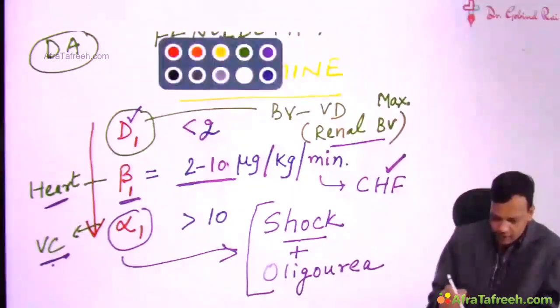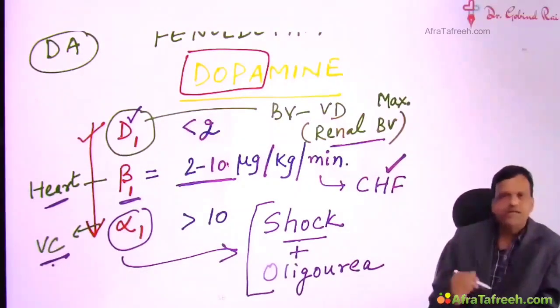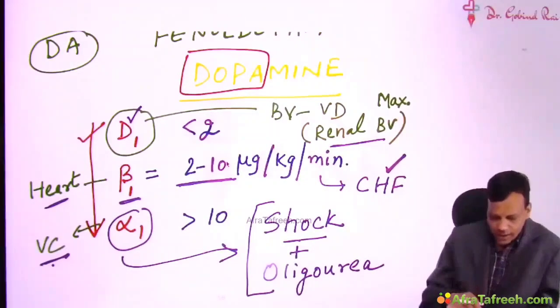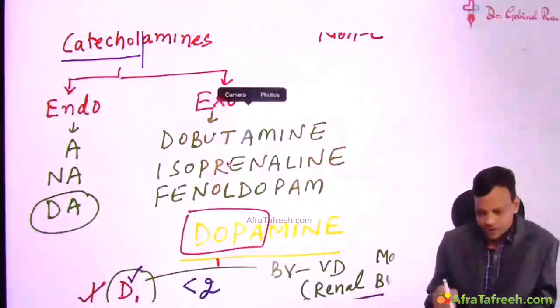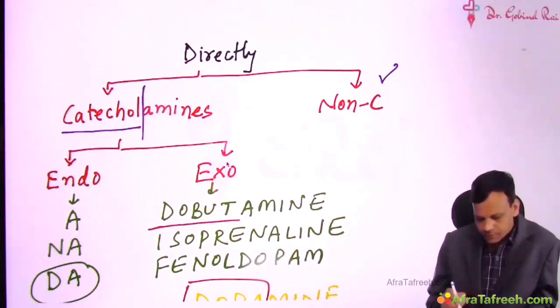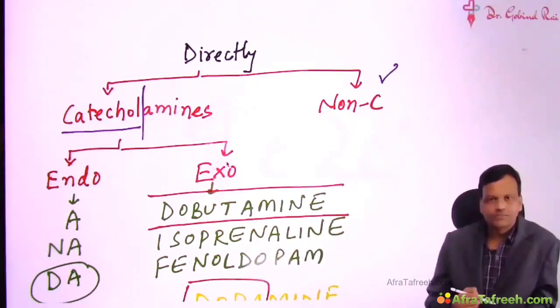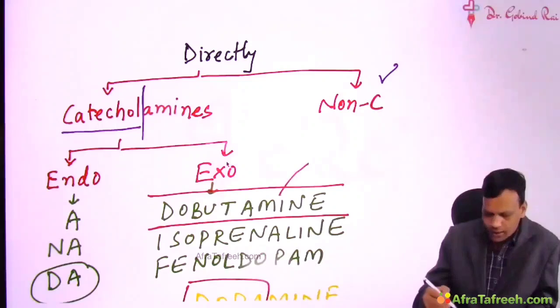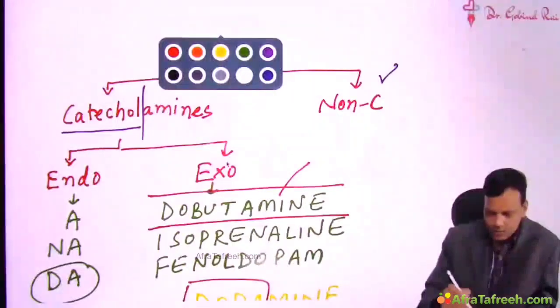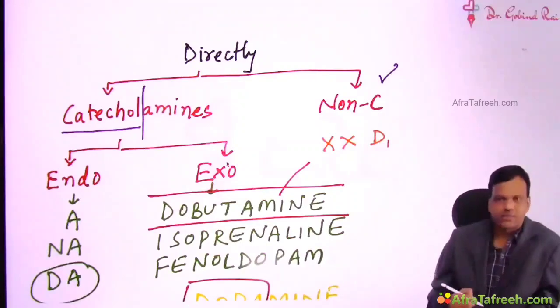One more thing you can find out: the drug whose name contains dopa will stimulate the D1 receptor. If dopa is not present in the name, it will not stimulate the D1 receptor. Now why are we talking like that? The second drug we are going to discuss has a name very similar to dopamine: dobutamine. But if you see carefully, dobutamine does not contain dopa in the name. So dobutamine does not act on D1 receptors. That is the most important thing to remember.